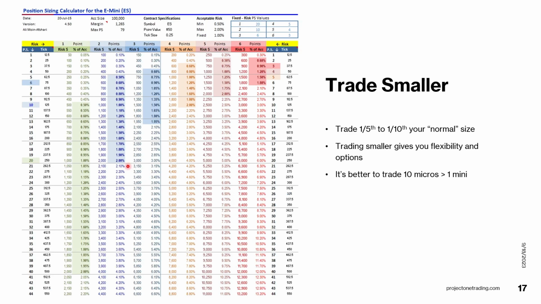This is a position sizing calculator for the E-mini that Ali Afshari made. I'm not going to get too in-depth with it because I'm going to butcher the article he wrote, and I think everybody should read it. But for the most part, you shouldn't risk less than 0.5%. You shouldn't risk more than 2%. This is kind of the window of optimal trading based on whatever your account size is. And you can plug in all the values. It's an Excel file that you can download, and I'll link it to the article.